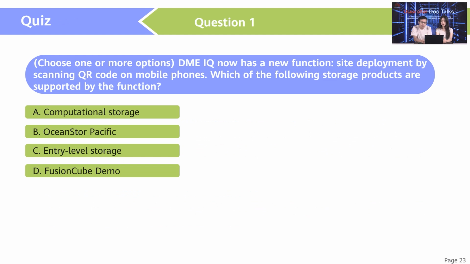The first question is for you to choose one or more options. DME IQ now has a new function, site deployment by scanning QR code on mobile phones. Which of the following storage products are supported by the function? Here are 4 options. A. Computational storage. B. Ocean Store Pacific. C. Entry-level storage. And D. Fusion Cube Demo. Please type your answer.